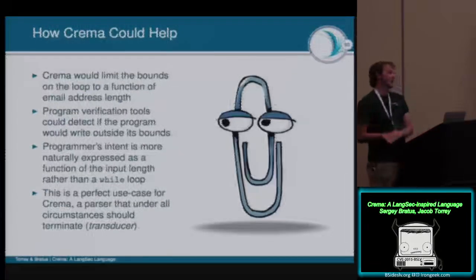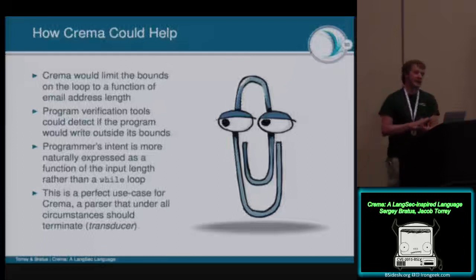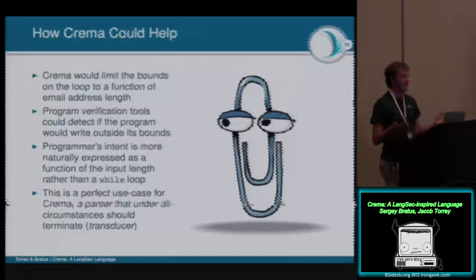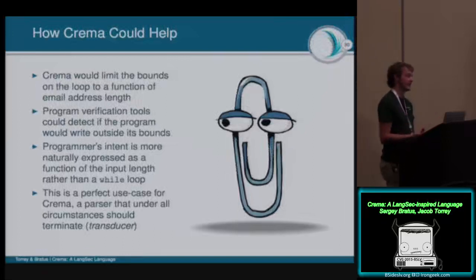So basically, you could limit the bounds to loop. That means even if someone did find this exploit, they'd be bounded to how many loops it had left through this parsing function. Programming verification tools would be able to detect if the program was outside its bounds. You'd have a reference monitor that would be more powerful, and it can actually recognize some of these overflow conditions. And then the programmer's intent is more naturally expressed, as I talked about.